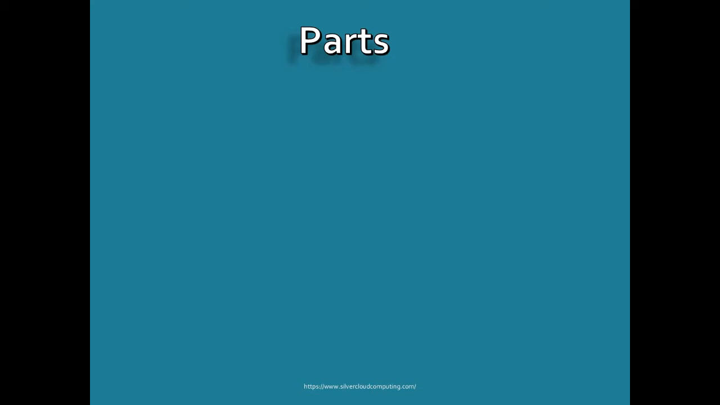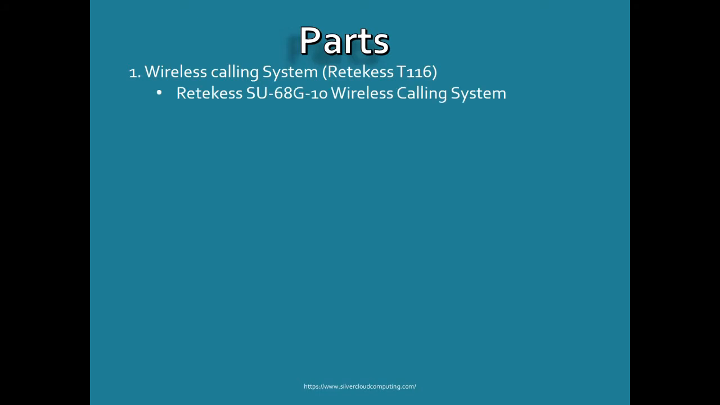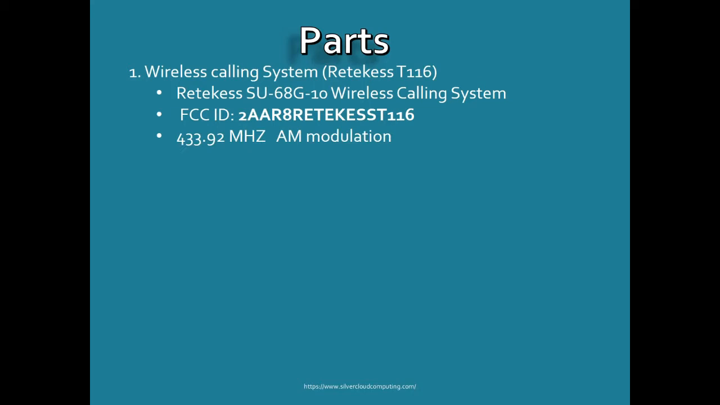So for the parts, I have this wireless calling system. There's the part number. There's the other number I got off it. You can get it at Amazon. I think it's like 120 bucks. The FCC ID number is right here if you want to look it up. And then the frequency for this particular device is 433.92 megahertz, and it uses amplitude modulation to do the encoding.